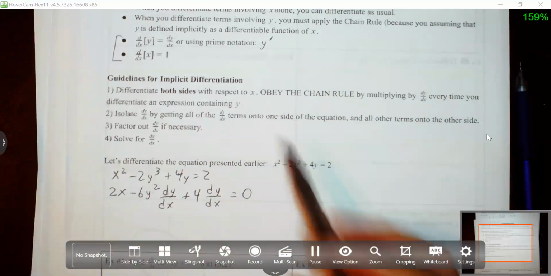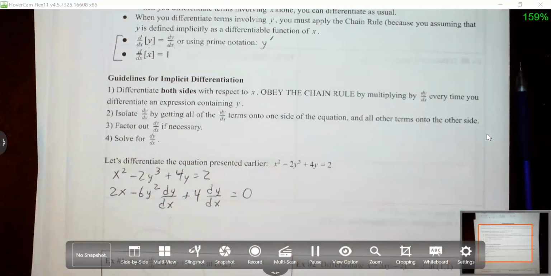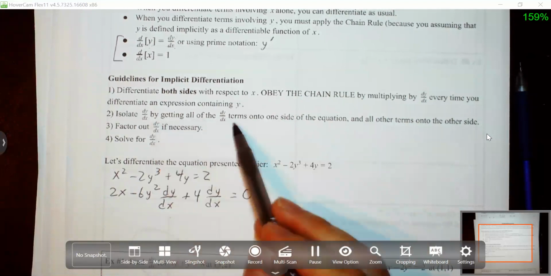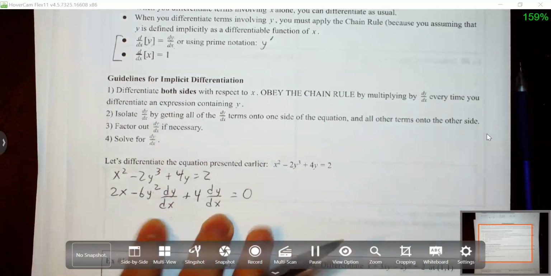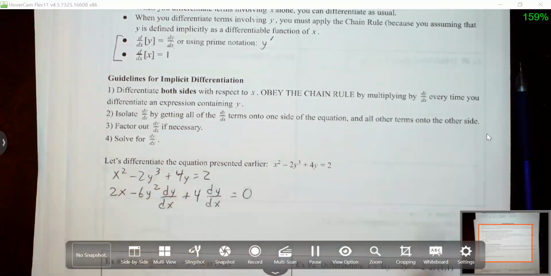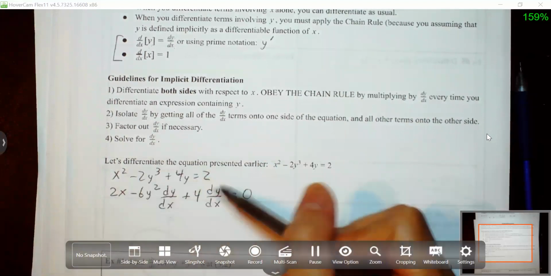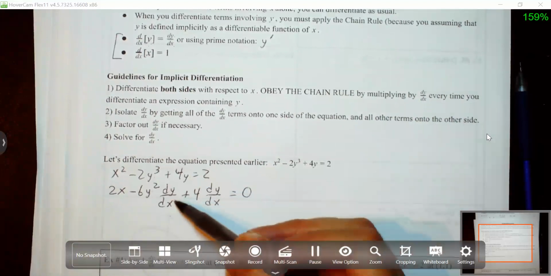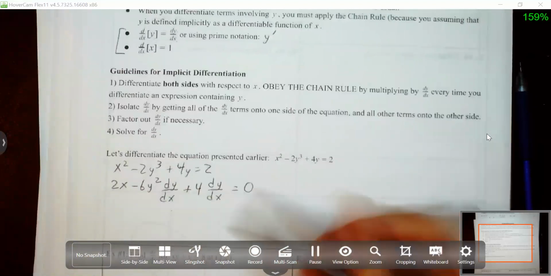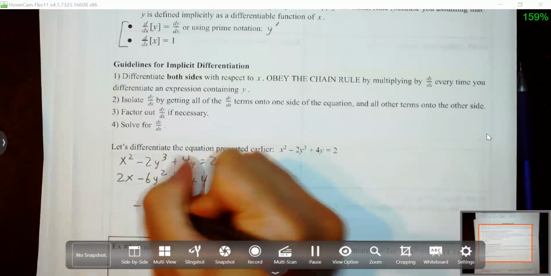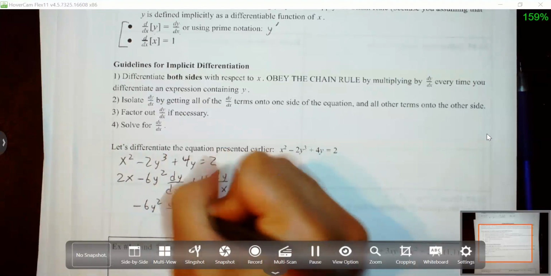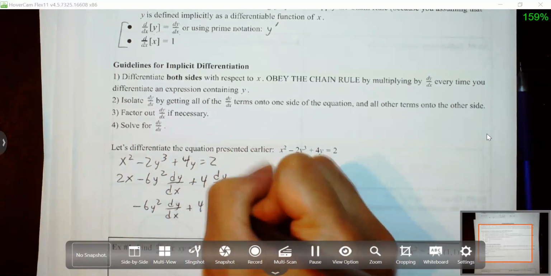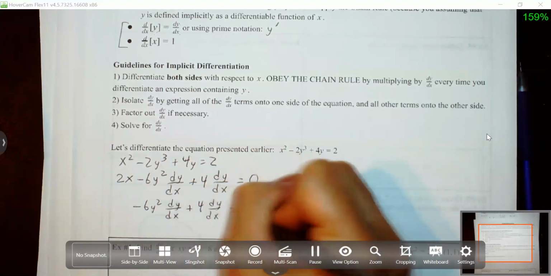So I did step 1. Step 2, I'm going to isolate dy/dx by getting all of the dy/dx terms on one side and anything without a dy/dx on the other side. So these terms have a dy/dx. I'm going to keep them on this side. I'm going to bring the 2x to this side. So I have minus 6y squared dy/dx plus 4 dy/dx is equal to negative 2x.